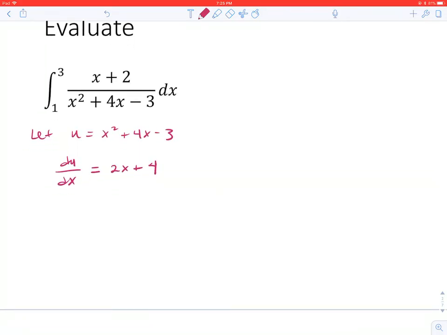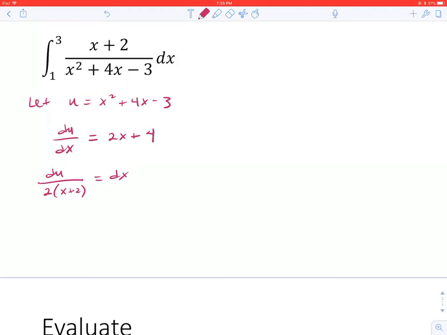And remember, we want the derivative of u to be able to cancel with whatever is left in terms of x in the function. So if we solve for dx, we'll get du over 2, which I'm going to rewrite as 2 times (x + 2) by factoring out the 2, equals dx. So I can rewrite my integral. I'm going to hold off on writing the limits of integration for just a second.